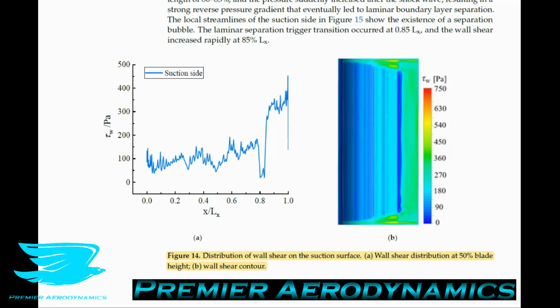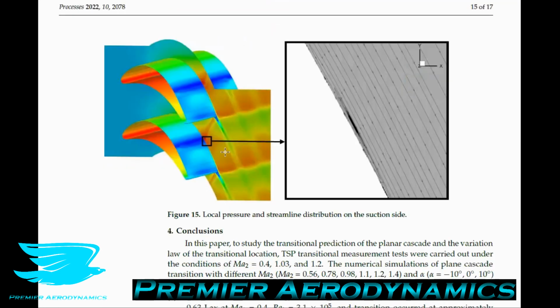So the cascade was not operating at 100% efficiency, I guess. Then finally, figure 15 shows this separation. The local streamlines of the suction surface are shown here, and the existence of the separation bubble can be seen. It's quite small, but you can see this recirculation zone. The laminar separation triggered transition, which occurred at 85% of the chord, and the wall shear increased rapidly at this point.